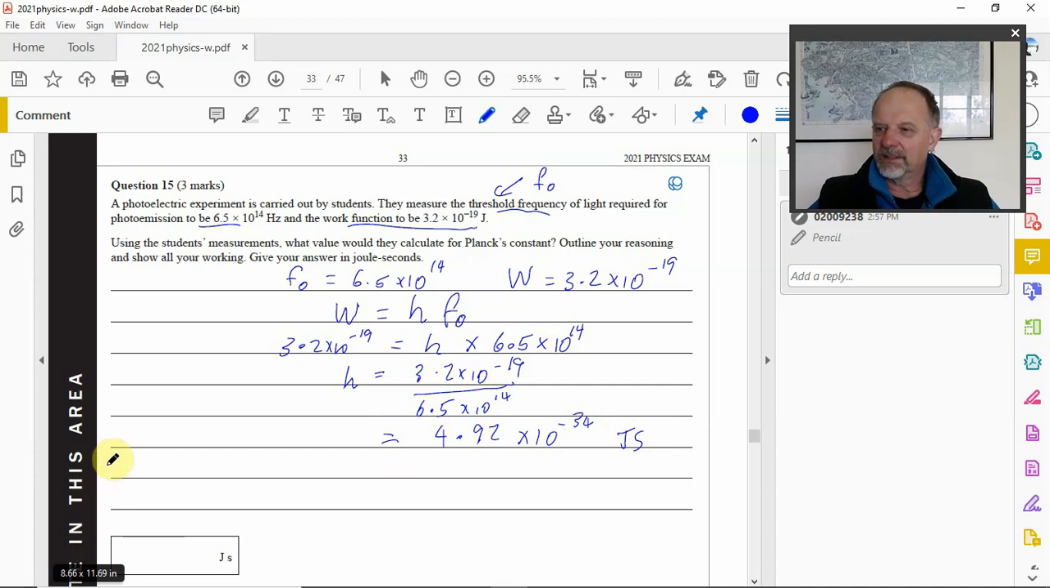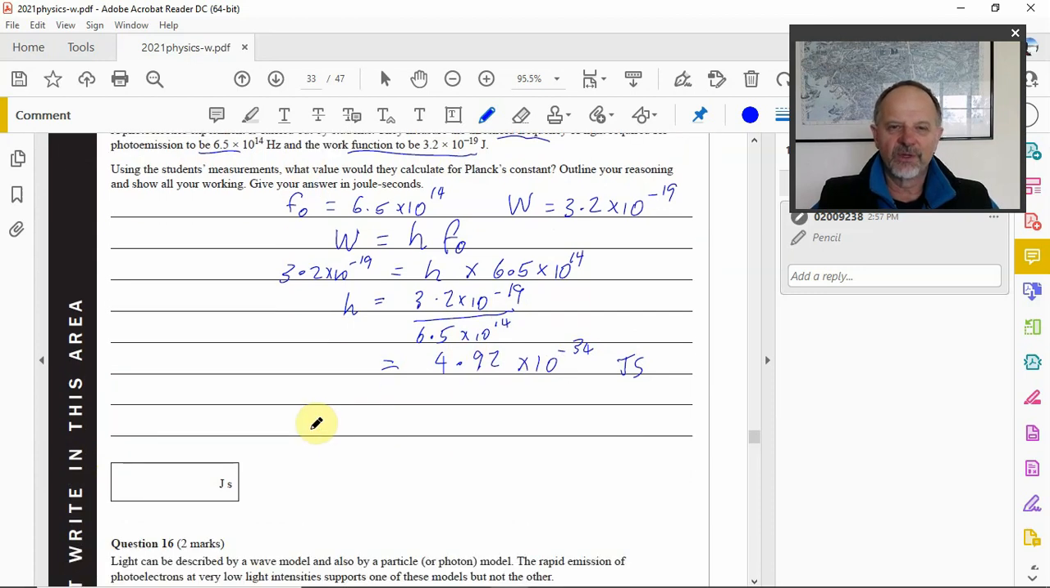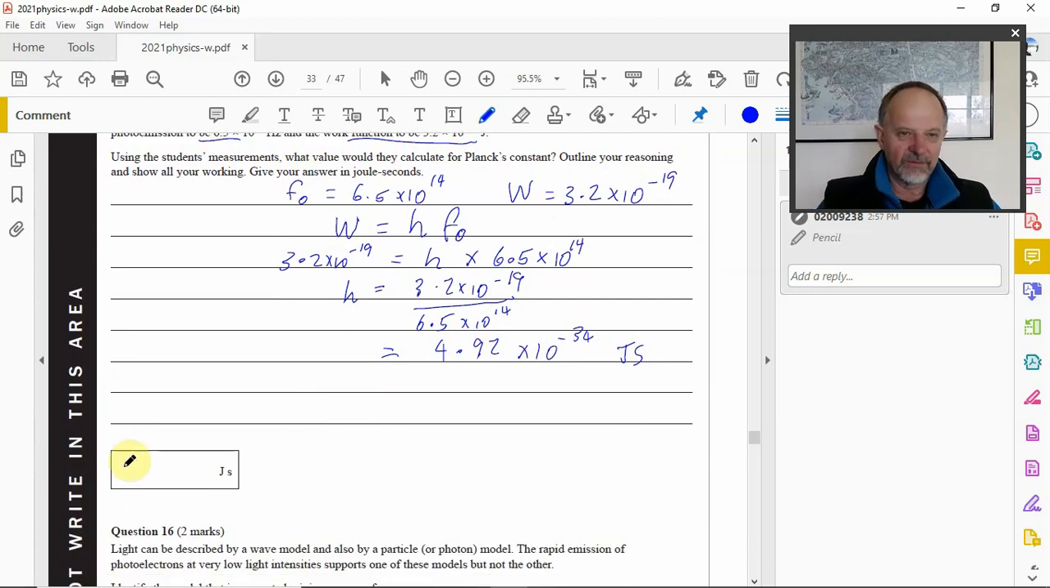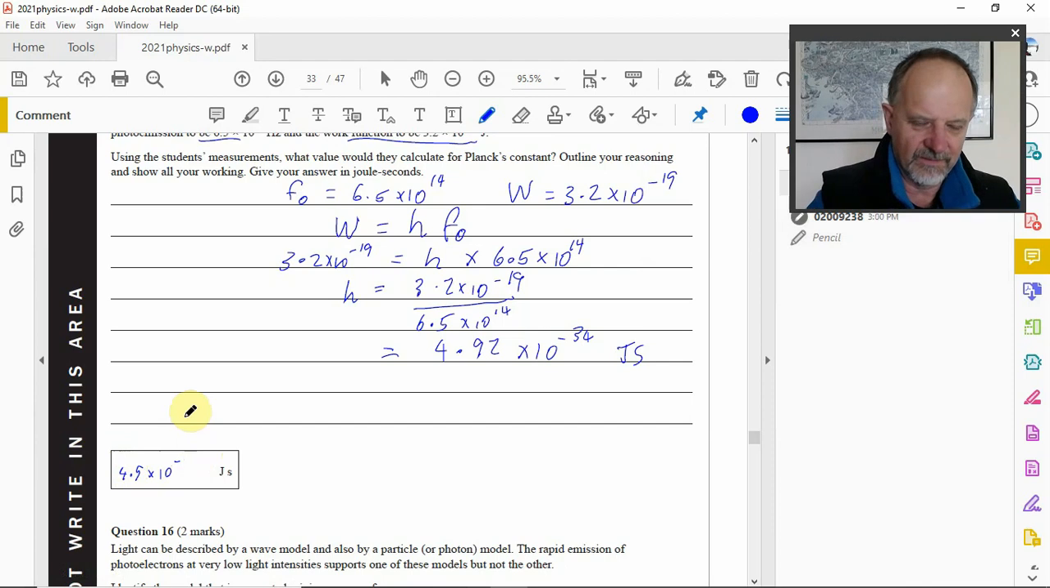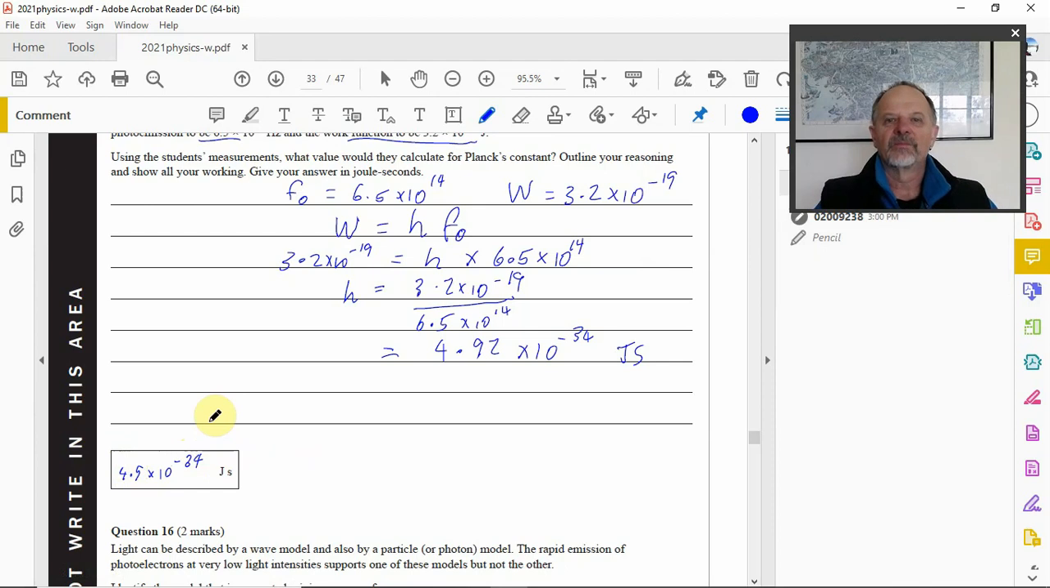All right, so in terms of number of figures in the answer, well, there's 2 here, there's 2 there, so we better give 2. So our final answer that we're going to write in the box here is 4.9 by 10 to the minus 34. There we go, that's better. Outline your reasoning and show all your working out. Well, I think there's the reasoning, and the working out is that there.